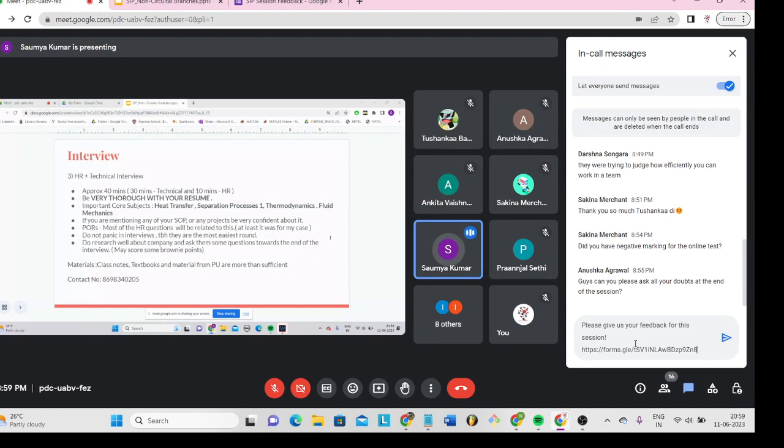After that, while mentioning any of your projects, SOP or anything, be very confident about that, because they will ask you questions on that. They will do the same, they will try to relate your subject with your SOP. I did my SOP on gel permeation technology. So they asked me how I can relate that with thermodynamics. So you need to have a good idea about the laws of thermodynamics.